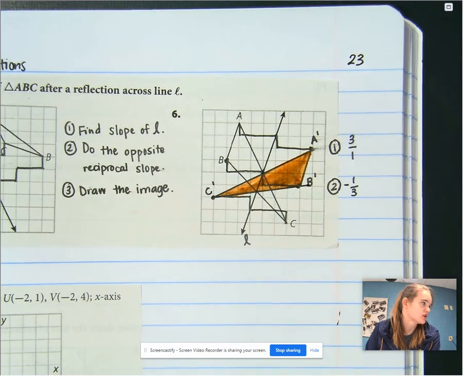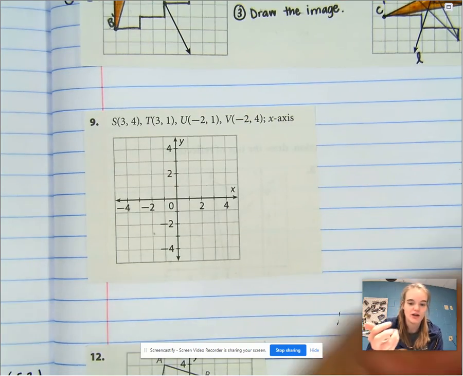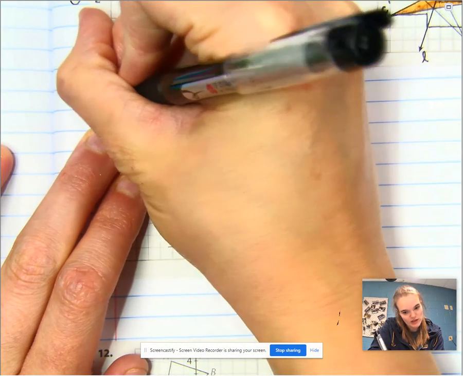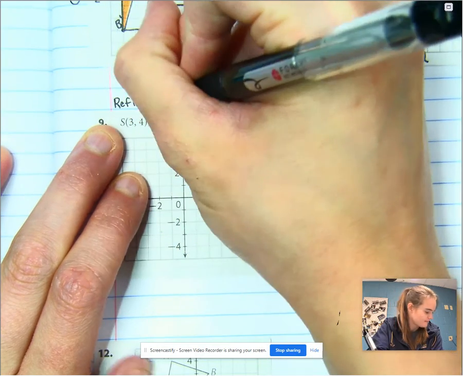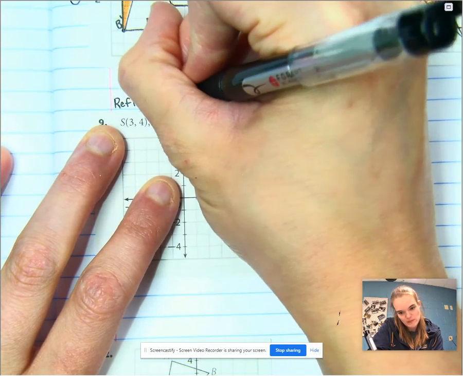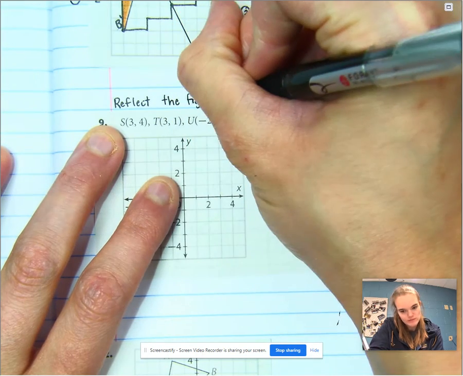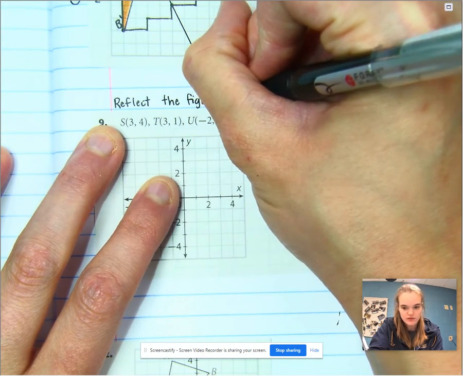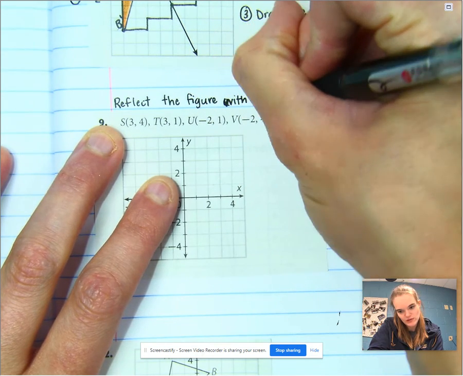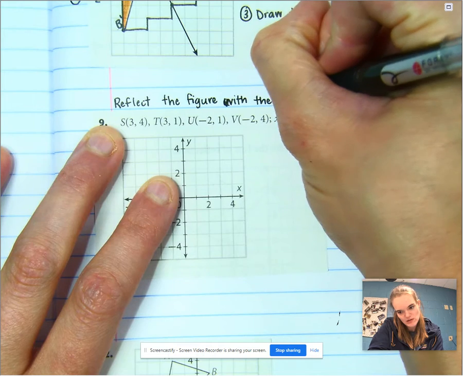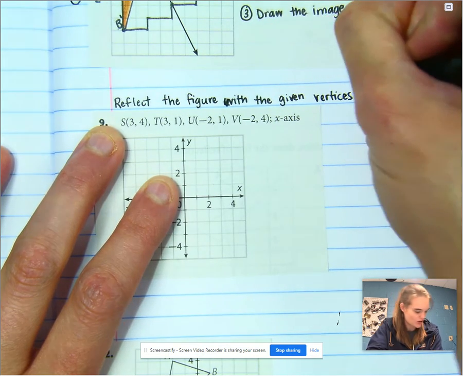All right, let's write the instructions for number 9 and do number 9. Number 9 is simpler. It's a good idea to pause it and try it. But the instructions say reflect the figure with the given vertices across the given line.